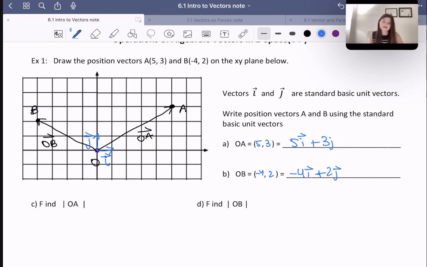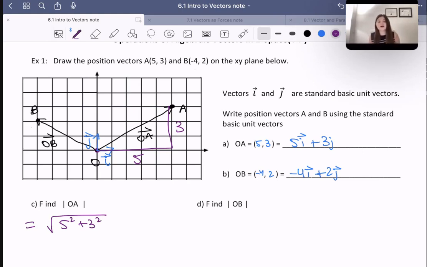All right, now the next one is asking us to find the magnitude of OA. So recall, how do we find the magnitude? Well, this is a hypotenuse in 2 space, essentially. If we look at it this way, this is really just 3, and this is really just 5. So using Pythagoras' theorem, a squared plus b squared is c squared. So the magnitude of OA would be the square root of 5 squared plus 3 squared.